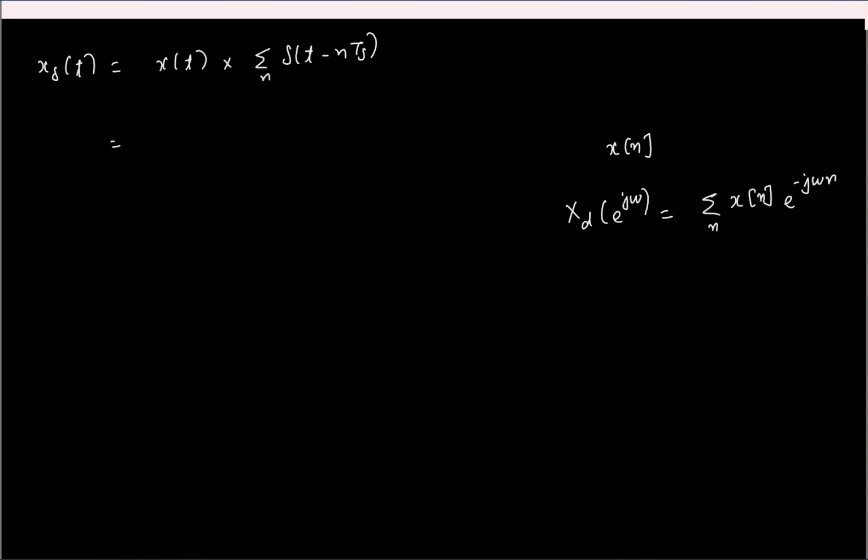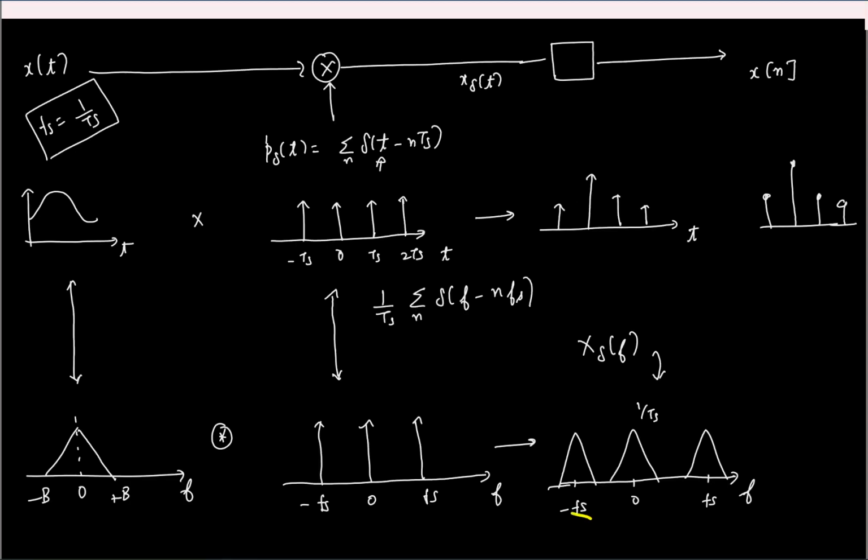So if I take this x of t inside the summation, what do I get? Right. So this is now x delta of t. So if I were to write x delta of f, the Fourier transform of this signal, what will it be? I mean, we already got it as like this. I'm trying to find another expression for this from here.